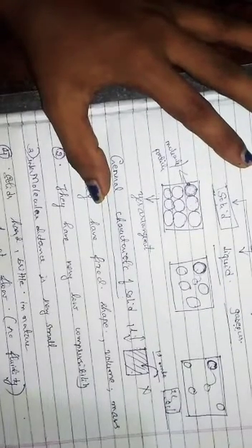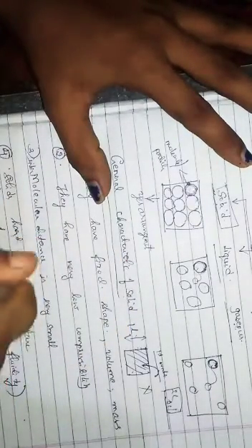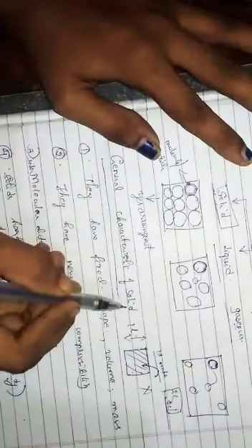Why can they vibrate? Because they cannot move, right? They cannot move, as a result they vibrate about their mean position. Okay, these are the general characteristics of a solid.